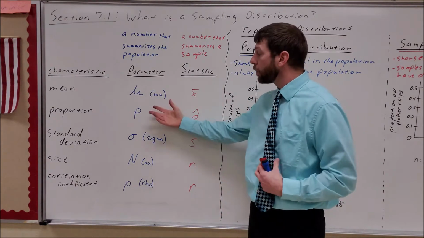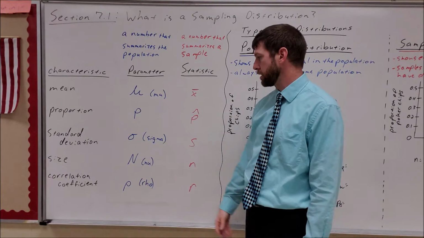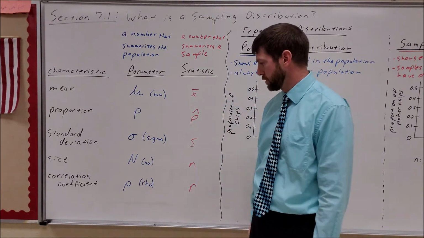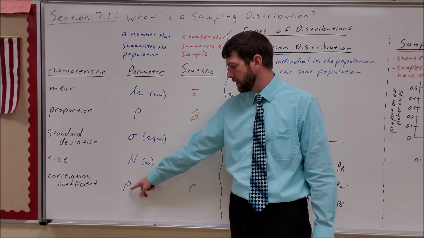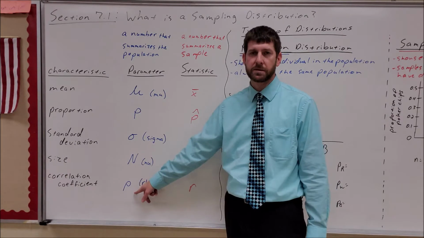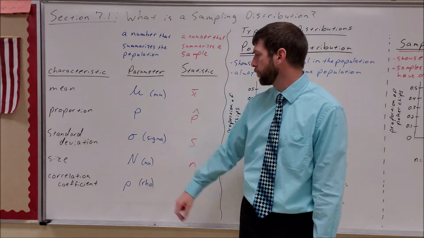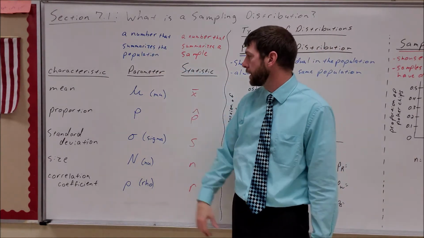We've discussed that before. Or I would use just P for the proportion, or sigma for the standard deviation, and capital N to describe the size of the population. And for correlation coefficient, I would use this guy down here, and that's a rho. It looks so similar to a P, but it's more like an upside down 6 than a P. That's the Greek lowercase r. So we have rho right there. So a number that summarizes a population is a parameter.